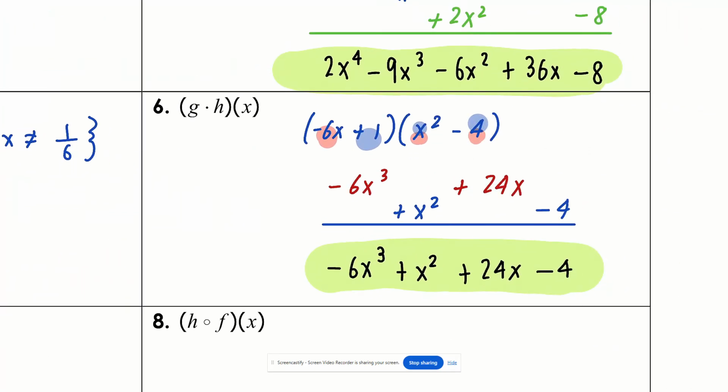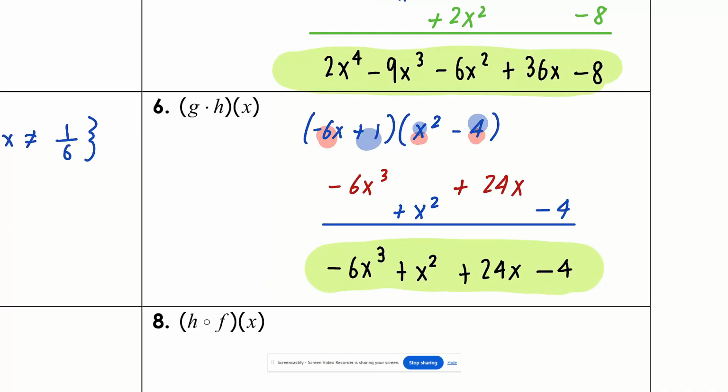All right, number 6. I've got it done, and it's here right there. Check it out. Hopefully you got all those right. Again, if you have any questions, hold on to those, and on Monday I will go over them. So negative 6x cubed plus x squared plus 24x minus 4.